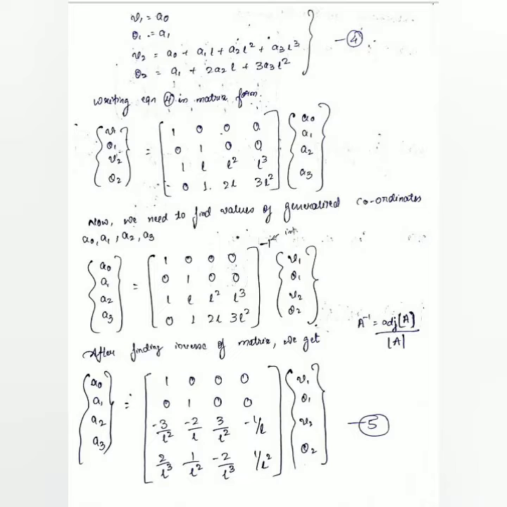Again rewriting equation 4 in matrix form, which is shown here, and writing the expression in matrix form for a0, a1, a2 and a3 as the inverse of this matrix multiplied by the matrix v1, theta 1, v2, theta 2. We already discussed in module 1 how to find the inverse of a matrix. So finally, writing that inverse of the matrix and substituting in this equation, we get the following equation, that is equation number 5.